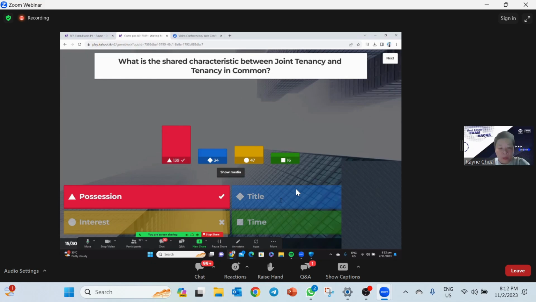Basically title, right, in tenancy in common they can sell the share, so definitely different from joint tenancy. Joint tenancy cannot sell the share. How about the interest, the one in yellow? Because they have undivided share for joint tenancy, they have to make the decision together. So you talk about these two, interest and time. The only answer whereby they share the same characteristic is possession. They own the property together, both joint tenancy and tenancy in common. So the rest of the other answers are actually different between joint tenancy and tenancy in common. So these are not the correct answers.